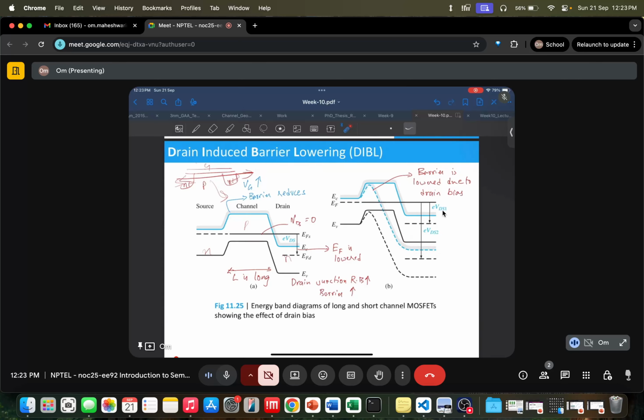We do not want the transistor to flow more current with drain voltage. We want it to have a constant current with drain. But this is basically reducing your gate control. We want a higher gate control. Gate should have the control over the channel. But here you can see the drain is having more control over the channel, as this barrier is being reduced by the drain voltage, so more electrons can enter here.